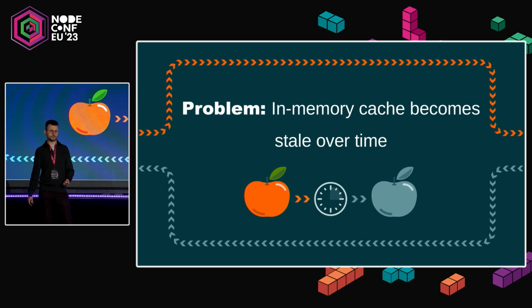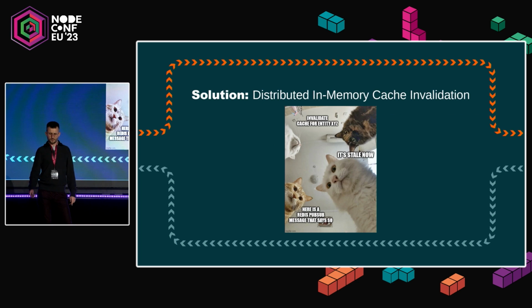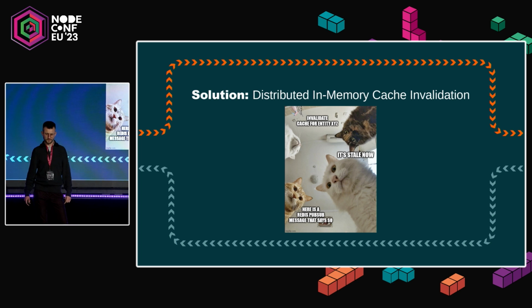You can only time it to like 5 or 10 seconds and frequently invalidate, so this kind of makes the whole performance boost moot. Well, yes, but actually no. What you can do here, you can apply the distributed in-memory cache invalidation approach. So basically make your nodes talk to each other, as the cats in this picture do.